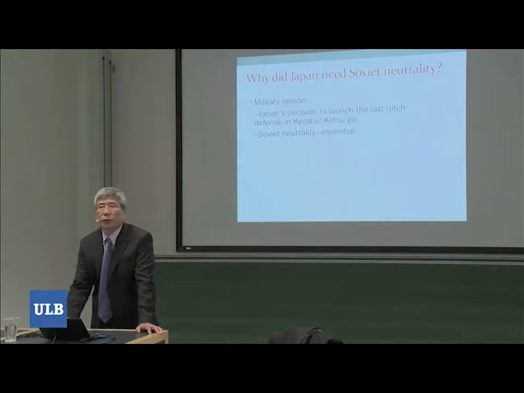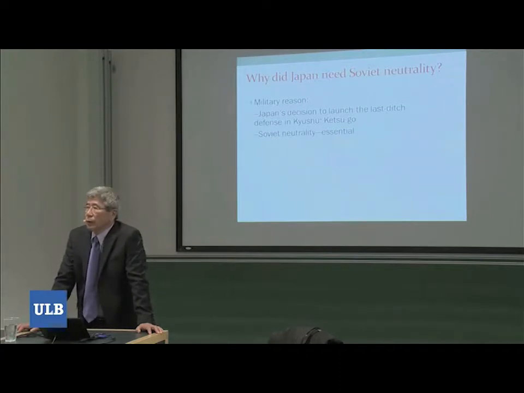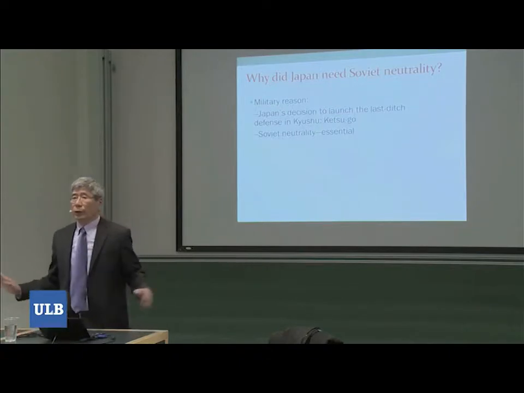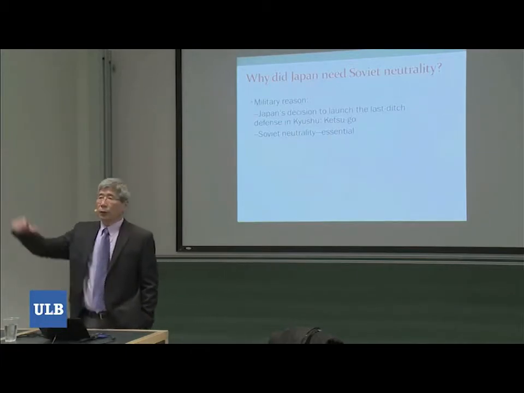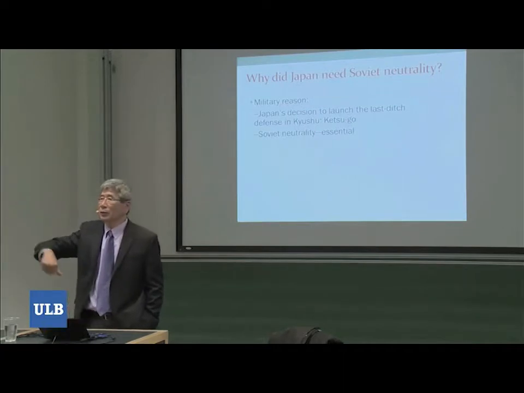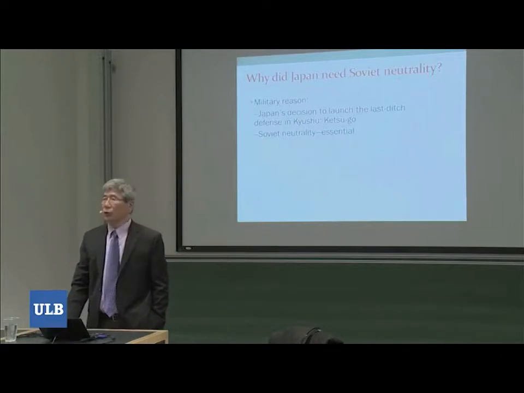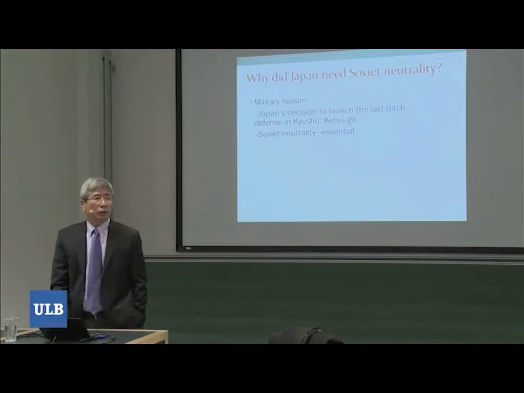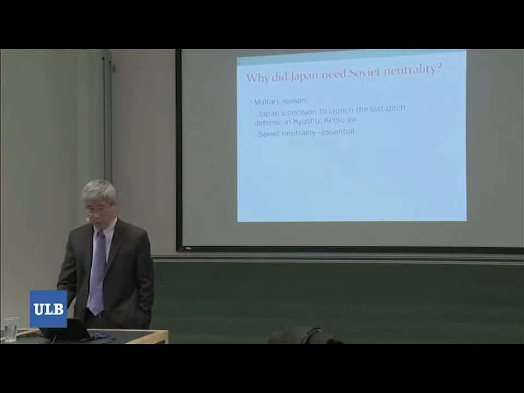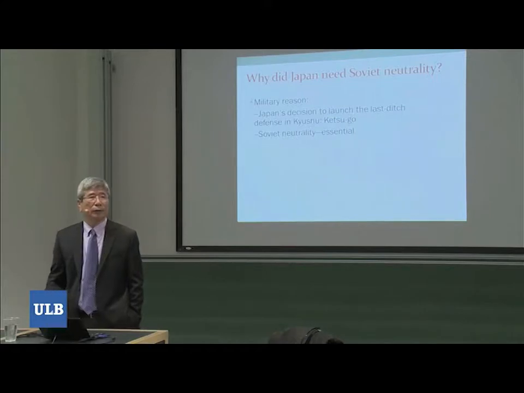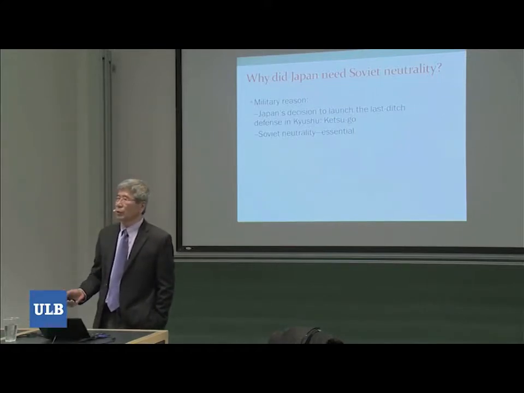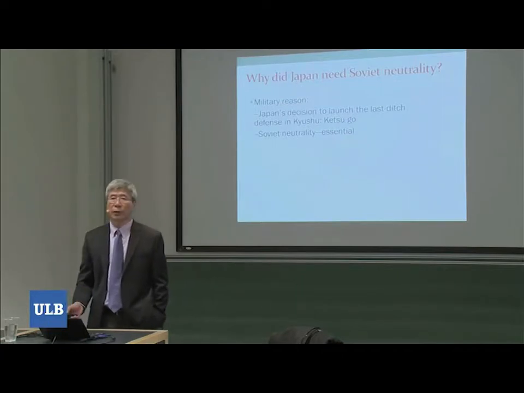And for that strategy to work, Soviet neutrality was essential, because you cannot fight a two-front war. As long as the Soviet Union invaded Manchuria, there was no way you could defend. The Soviet Union would move south, not only into Manchuria but also Sakhalin, the Kuriles, and eventually Hokkaido. So Soviet neutrality was a very essential condition for the Ketsugo strategy to work. That's for military reasons. Therefore, the military was pushing the civilian government to get the neutrality. It was very important to gain that assurance the Soviet Union would stay out of the war.